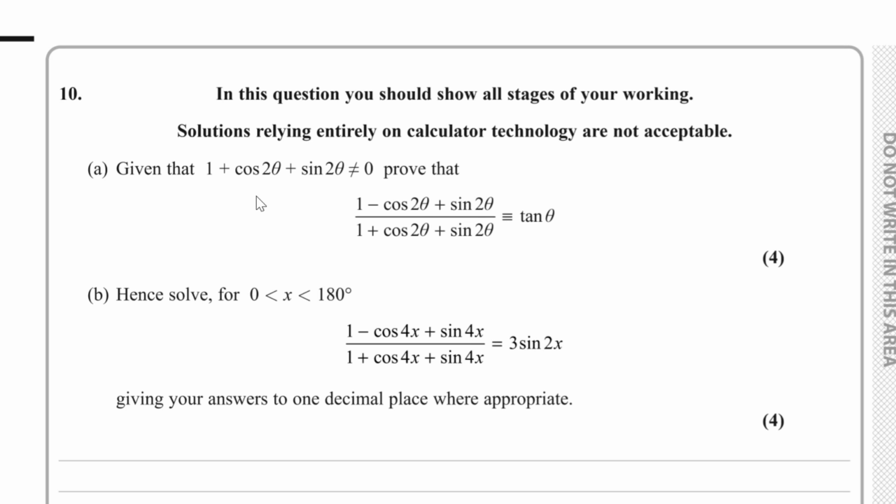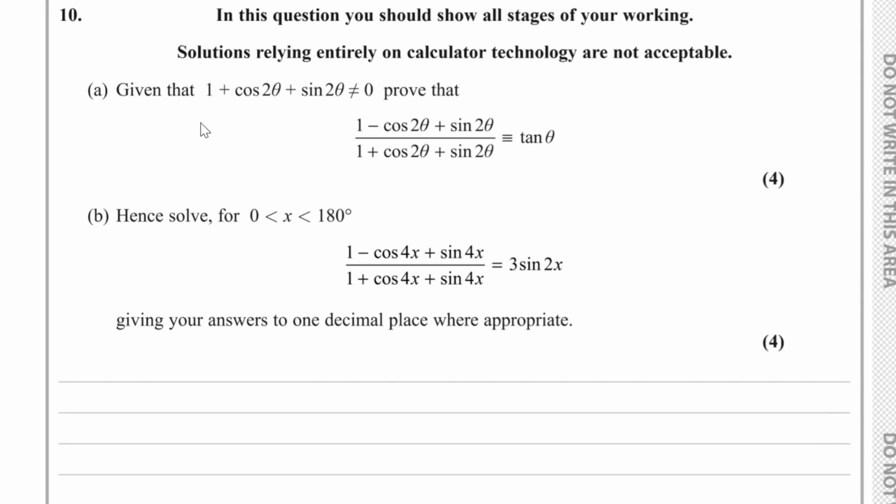Question number 10. For part A, given that 1 plus cos 2 theta plus sin 2 theta doesn't equal 0, we have to prove that 1 minus cos 2 theta plus sin 2 theta over 1 plus cos 2 theta plus sin 2 theta is equivalent to tan theta.